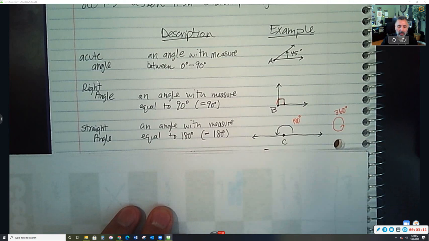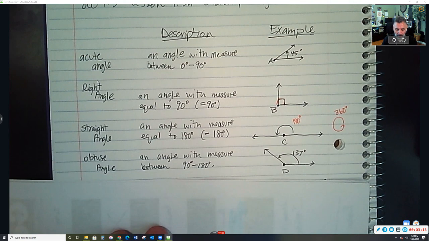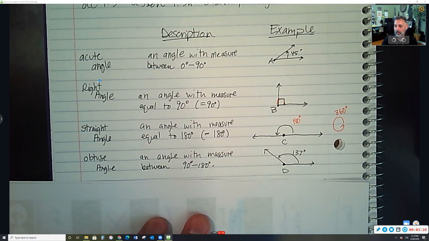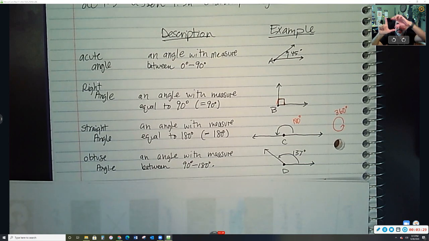Okay. So that's the straight angle. And then the other one I had mentioned was obtuse angle. Okay. And that is an angle with measure between 90 and 180. So if you think of the L shape, that's 90 degrees. Anything smaller than that would be acute. And then anything bigger than that would be obtuse. And then the straight angle, that one's easy to figure out because it's a straight angle. And that one equals 180.